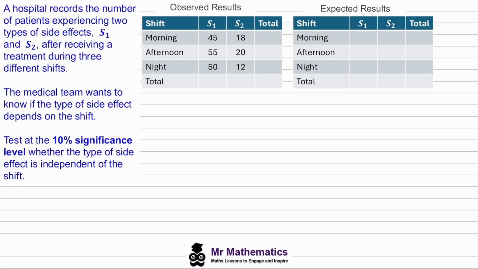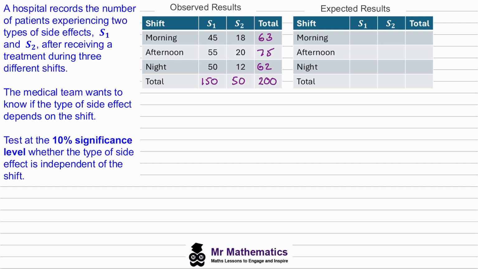So the first thing we need to do is complete our contingency table by working out these totals. If we add the 45 and the 18, we get a total of 63. If we add the 55 and the 20, we get 75. And if we add the 50 and the 12, we get 62. If we add our columns, the 45, 55 and 50 give us 150, and the 18, 20 and 12 will give us 50. And the total overall is 200.